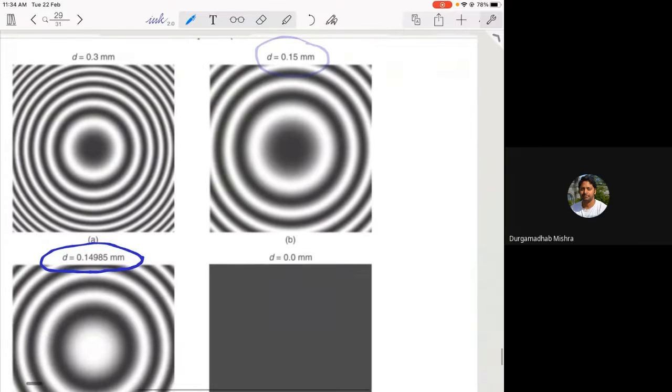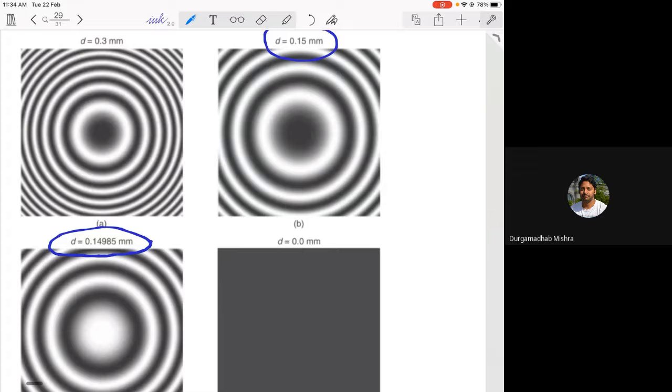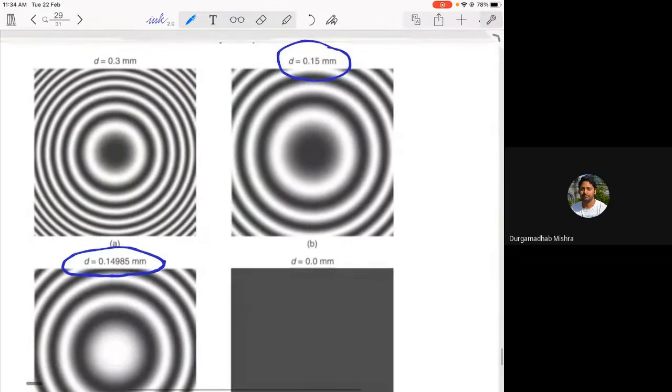So what you see clearly is that the central part is bright here, but here the central part is dark. Okay, so by changing a little bit, you have changed d by 0.15 micrometer. Really small change in d would change the fringe pattern completely. Okay, and one thing is clear, that you change the pattern if you change the distance d between the mirrors. So basically if you change x1 and x2, you will change this interference pattern.